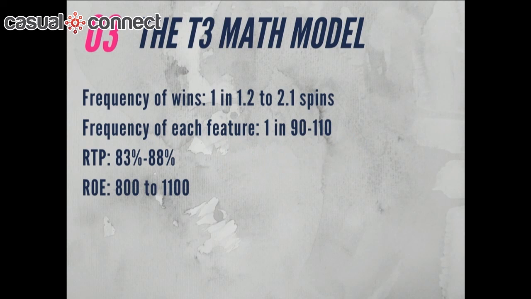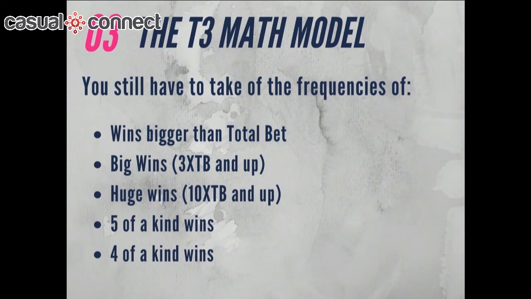Now, this is the T3 math model again. And now we're going to get to the few things that are also part of the math. This is stuff I'm not going to cover today. You also have to know what people like, and if you want to go for a social experience, you also have to control how many wins are bigger than the total bet. How many big wins do you get? Bigger than 3 times total bet. How many huge wins? Bigger than 10 times the total bet. How many 5-of-a-kind wins? How many 4-of-a-kind wins? You want to create the entire experience, taking the ROE into consideration. There's also how many high symbol wins versus low symbol wins. Those are all part of the construct, but the basic part of it is rate of exhaustion and high frequency of wins.